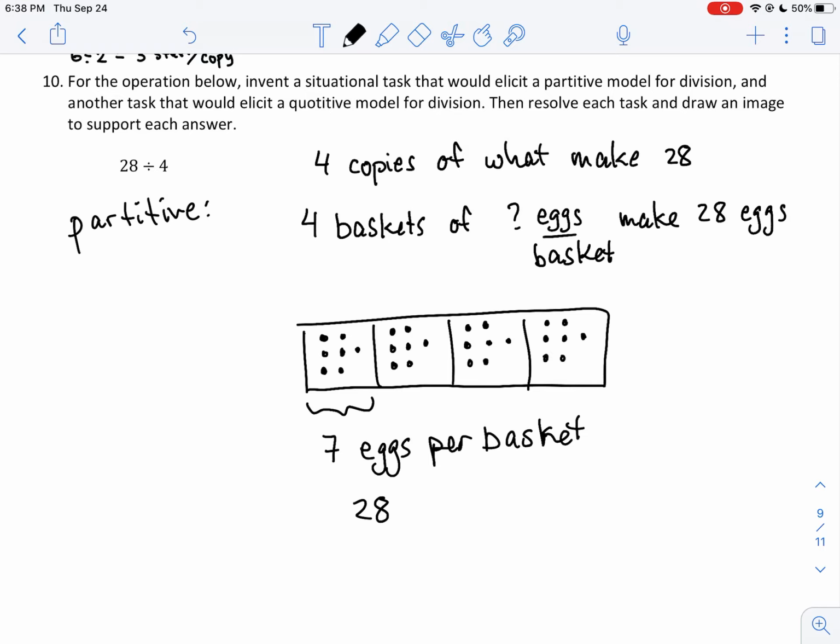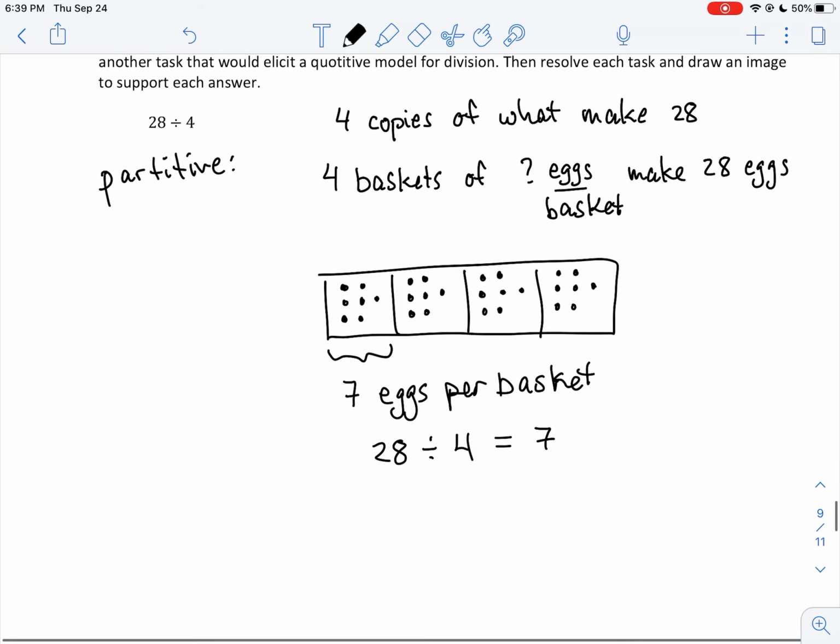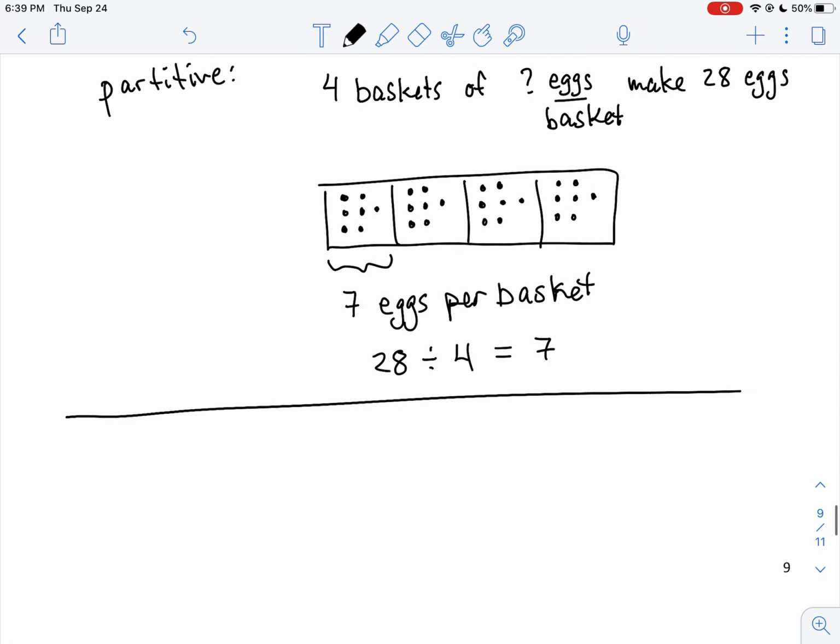Numerically, if we did this on a calculator, we would just say, hey, 28 total eggs divided by how many baskets I have, and it would give you a 7, to interpret that as how many eggs there are per basket. And this would be a partitive scenario. Okay, let's do the quotative scenario next.